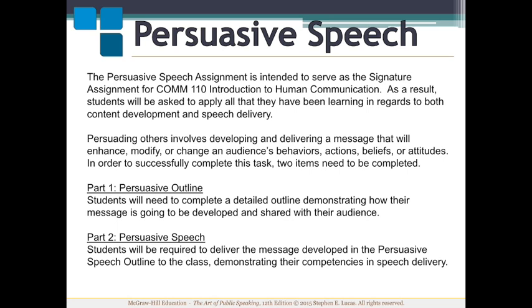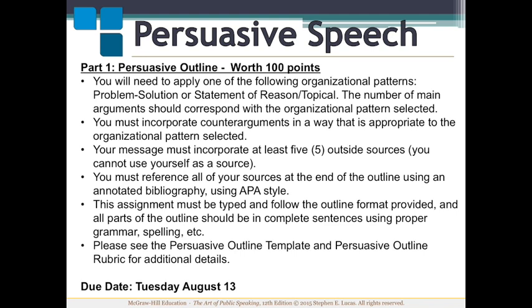So really what we're doing here is, instead of just informing the audience, we're now learning how to persuade your audience to take action. A couple points on the persuasive outline, which again is the foundation for your speech. It's worth 100 points. You'll need to apply one of the following organizational patterns, which I'll walk you through. Problem solution is probably the easiest one to do, or problem cause solution. So problem solution or problem cause solution, and/or a statement of reason or topical. So there's two. We'll go through those here. I'll show you guys these.